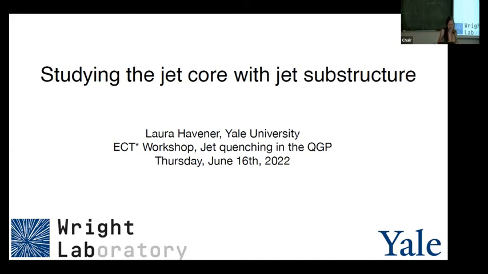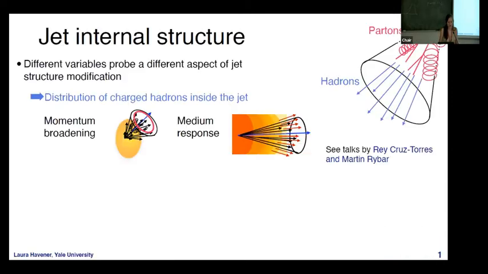But yeah, so today I was tasked with giving a talk on how we study the core of the jet with jet substructure. So when we talk about measuring jet substructure in heavy ion collisions, what we typically do is construct different observables that are sensitive to different aspects of the jet substructure modification.